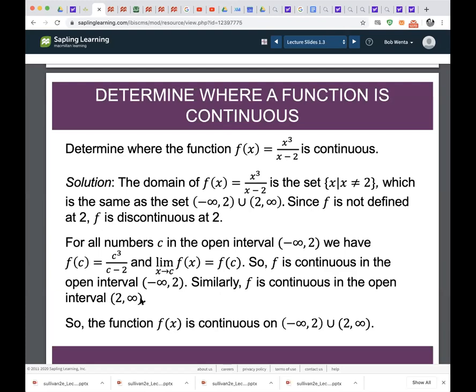So the question was, determine where the function f of x is continuous. The answer is it's continuous on negative infinity to 2. Notice they're both open brackets. Infinity and negative infinity are always open, never closed bracket. And on this one, you can't include 2, so it's open at 2 also. So negative infinity to 2, union 2 to infinity, okay?